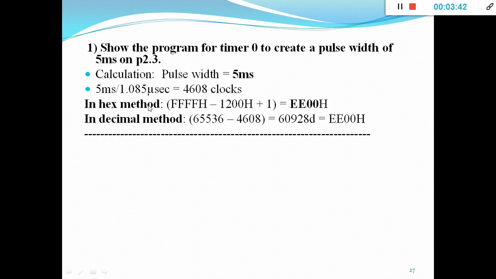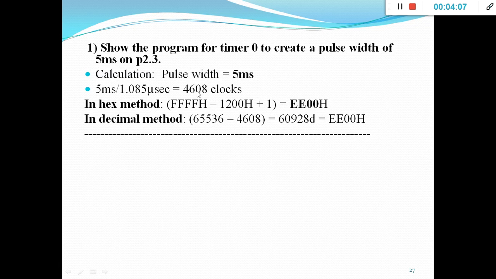While doing the hex method we will add 1, but while doing the decimal method we will not add. Why we add 1 is because whenever the value rolls over from FFFF to 0000, you need an extra clock pulse. That's why in the hex method you have to add 1. So when you add 1, you are going to get the initial count as EE00. EE00.